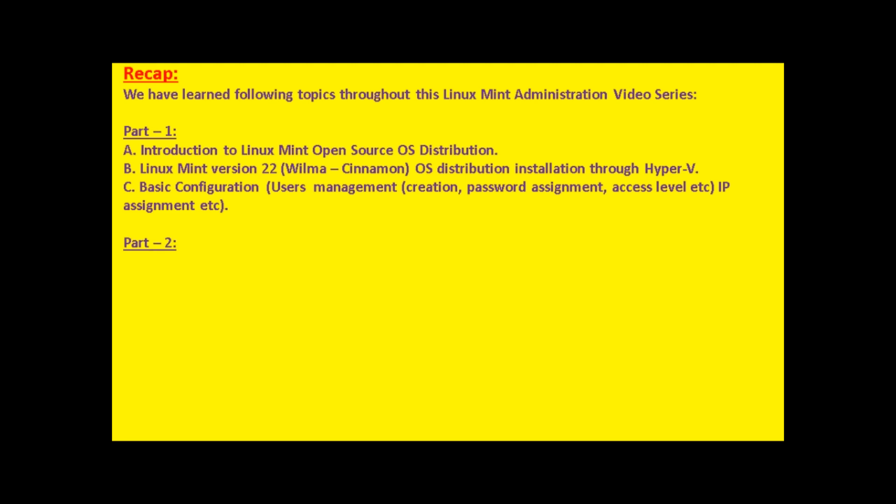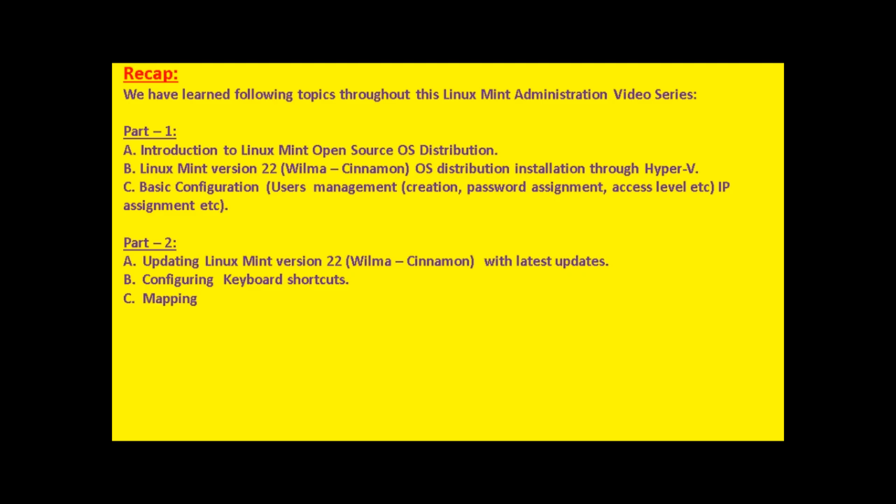Then in part 2, we have updated our Linux Mint version 22 Wilma Cinnamon with the latest updates. So we have updated our operating system with the latest updates. Then we have configured some of the keyboard shortcuts manually. Default keyboard shortcuts may not be useful for me, let's say, so I can create my own keyboard shortcuts. You can refer to that section in the part 2 video.